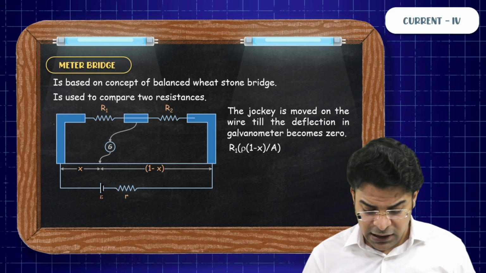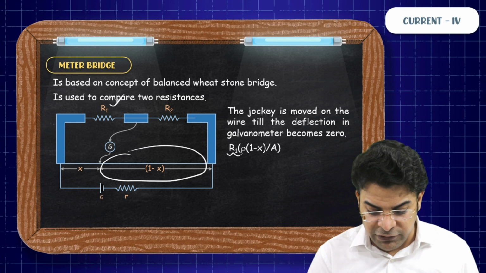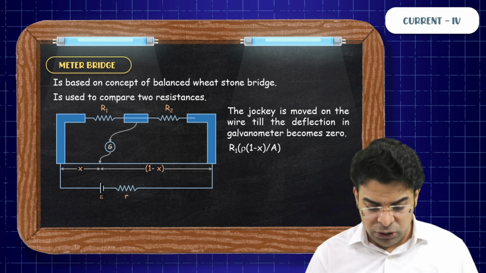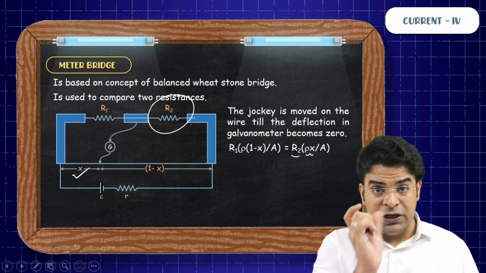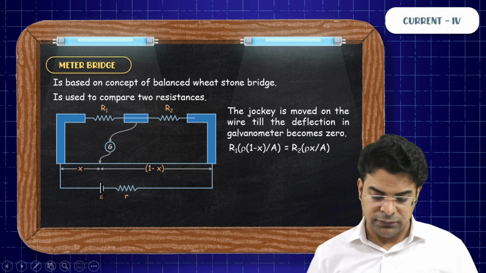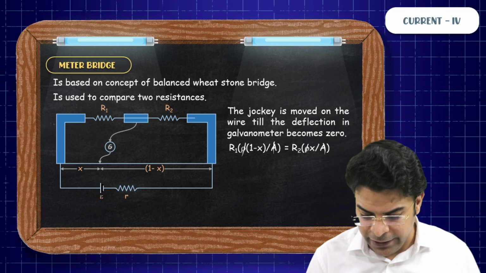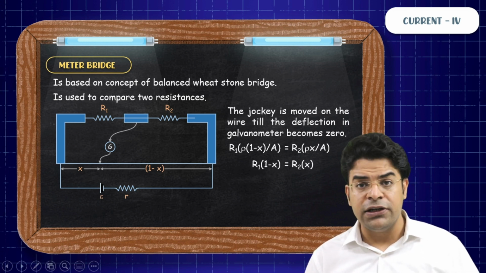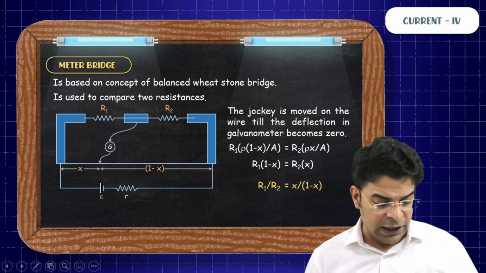So you can say R1 into the resistance of this wire, which is rho into its length 1 minus X upon A, has to be equal to R2 into the resistance of this wire, which will be equal to rho into its length X upon A. On both the sides, you can cancel out rho and A. So you will get R1 into 1 minus X equals R2 into X, or you can rewrite it as R1 by R2 equals X upon 1 minus X.